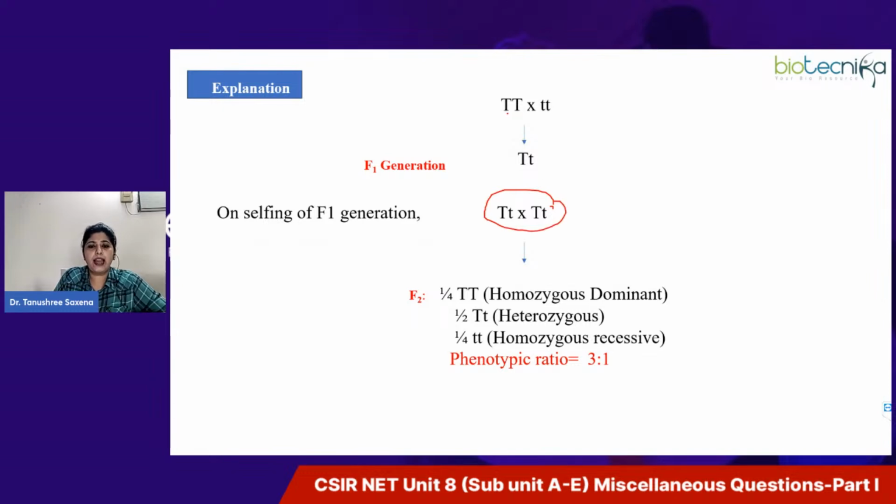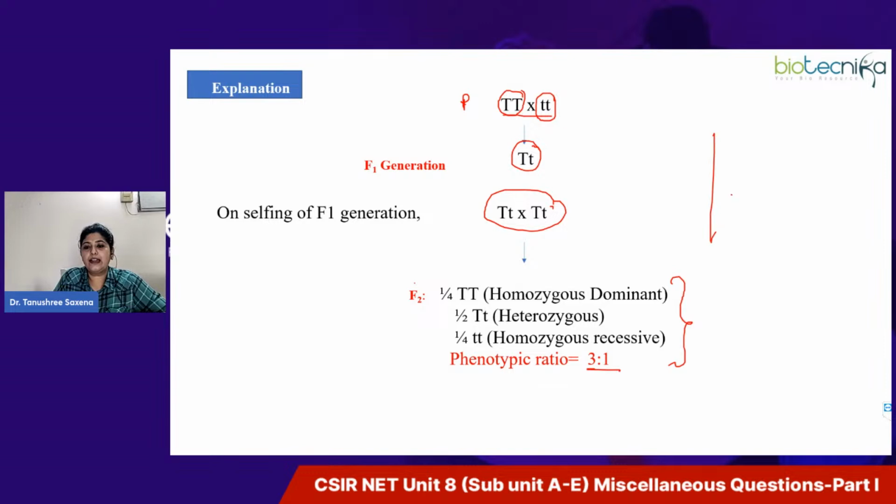So you know that this is the parent generation. One would have been always homozygous dominant, another would be homozygous recessive. The F1 generation will be heterozygous, and on selfing of the F1 generation, we get the F2 generation, the second filial generation, and the phenotypic ratio is always 3:1, right?